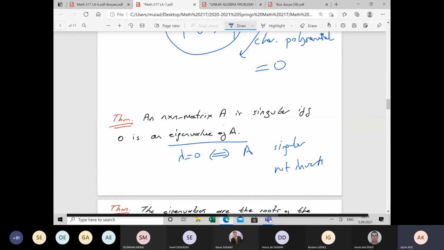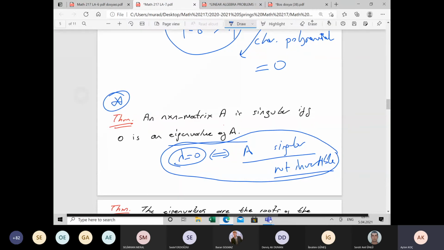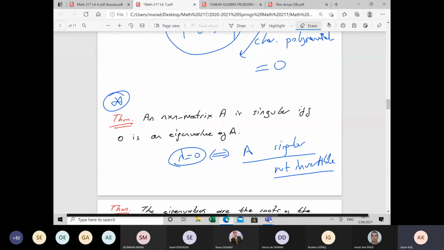So if we know that A is not invertible, then we know that 0 is an eigenvalue. Or if we know that 0 is an eigenvalue, then A is not invertible. It's okay. This is an important fact. Be careful, sometimes we use this fact.